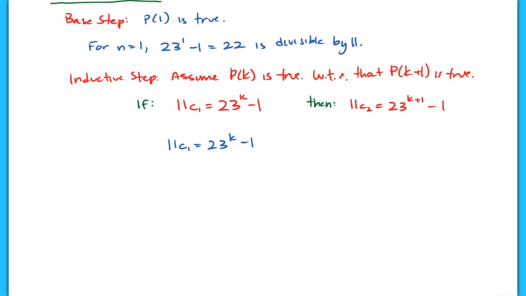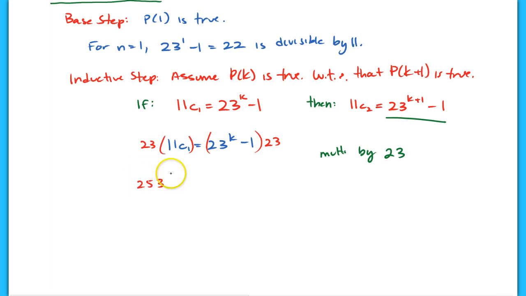So to match the right-hand side, this is the side with the exponents, I'm simply going to multiply by 23 so that I can match that exponent side. So I'm going to take both sides here, multiply by 23, and so I end up with 253 times that constant is equal to 23 to the k plus 1 minus 23.